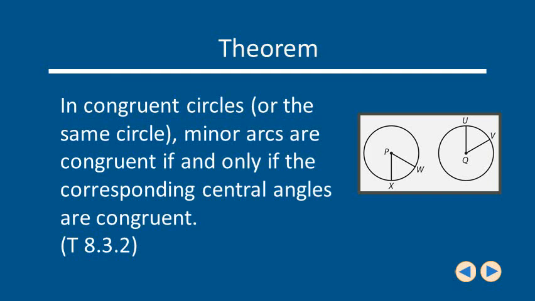So in other words, if angle P is congruent with angle Q, then arc WX is congruent with arc UV, or again, and this is all dependent upon congruent circles, right? So that's your first given, that circle P and circle Q are congruent. Or we could flip that around. If arc UV is congruent with arc WX, then angle Q and angle P have the same measure, are congruent. Okay?